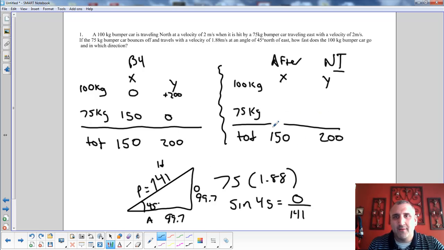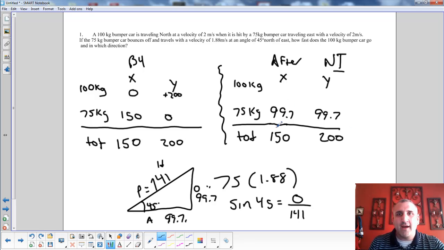Why can I get rid of my squiggly lines? Because now I know that the 75 kilogram car after the collision is going 99.7 kilogram meters per second in the x and positive 99.7 kilogram meters per second in the y. These two things become these two things. I hope that makes sense.